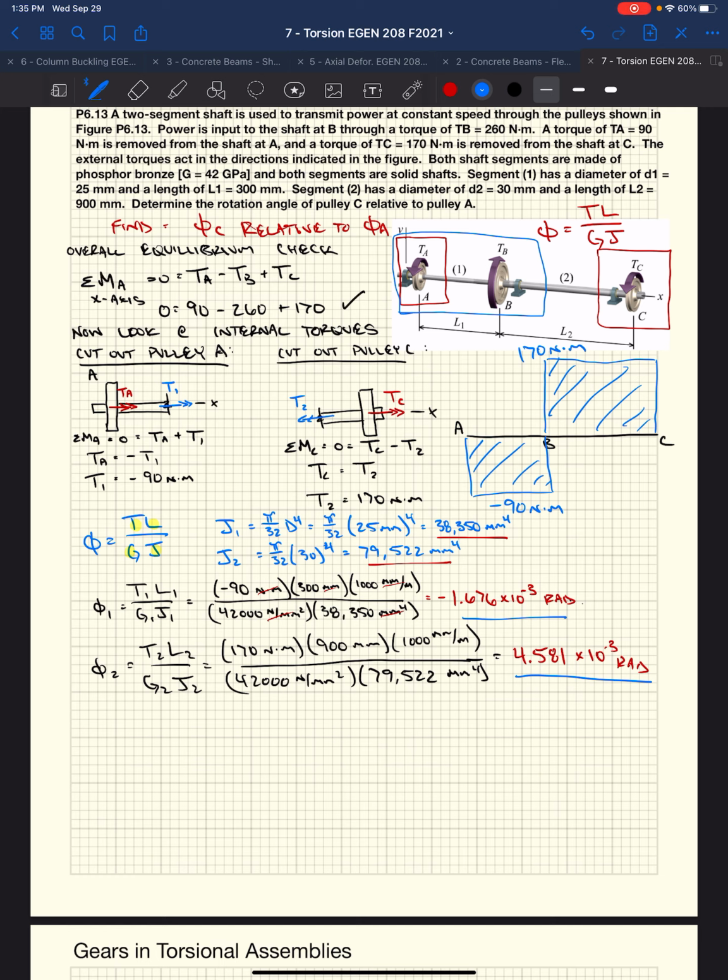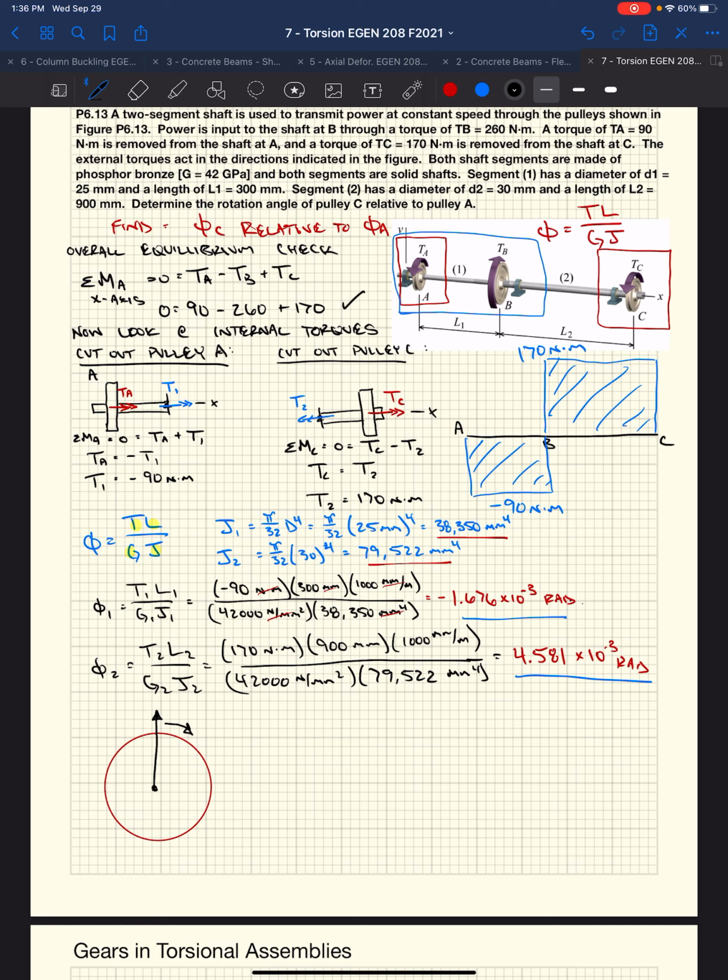So we have to look at, if A was fixed, how far has pulley C rotated? If we start at A and work our way across, we're going to have this solid shaft. It's going to change diameter. But if we make a mark on the top of the shaft at A, it's going to have an internal torque in it that's going to start rotating it to the right.